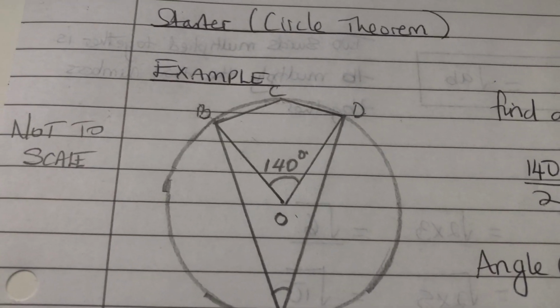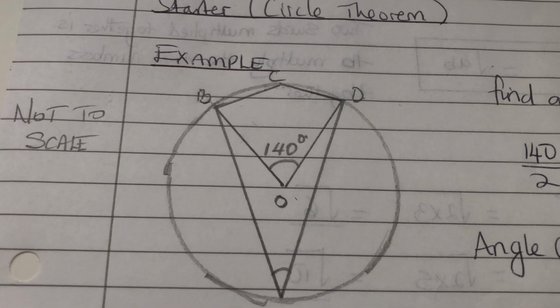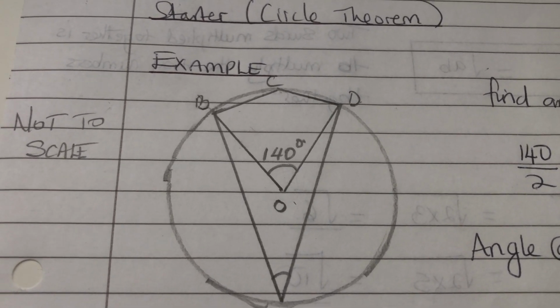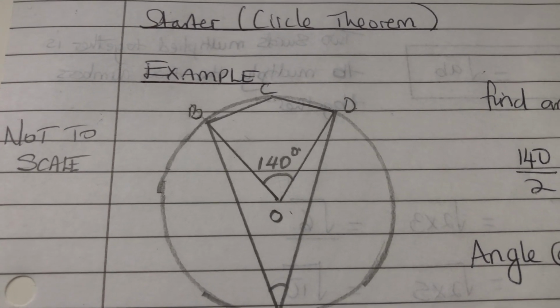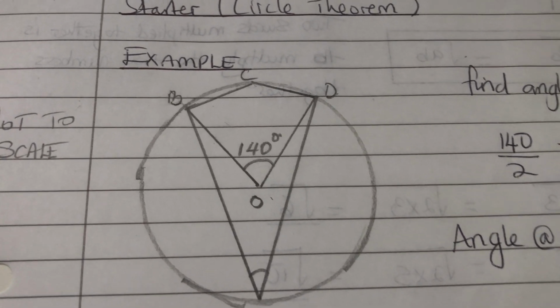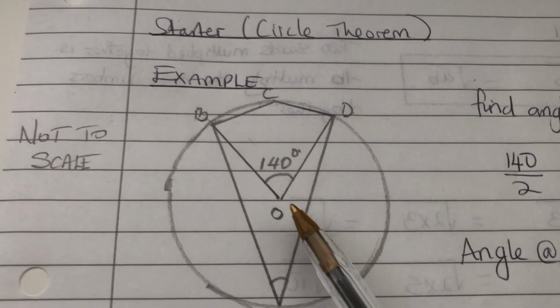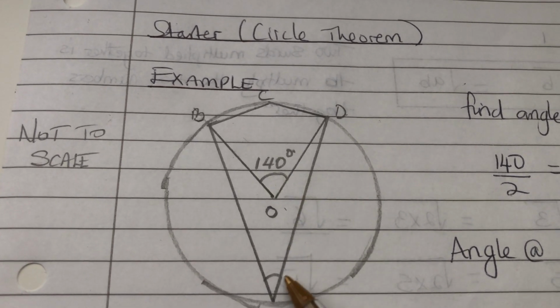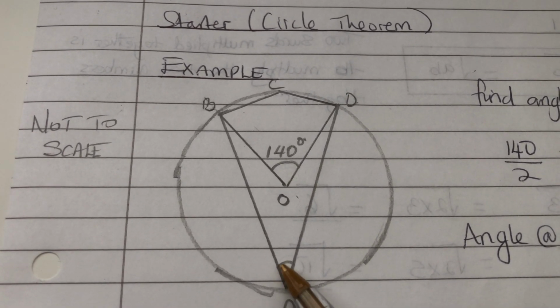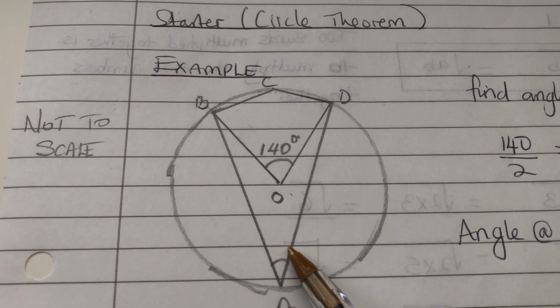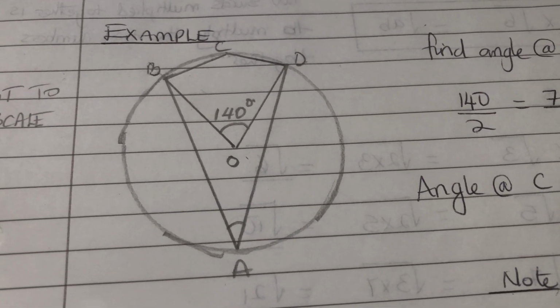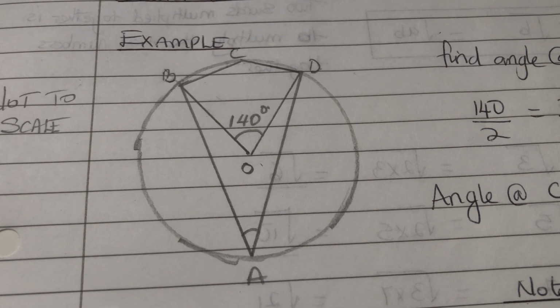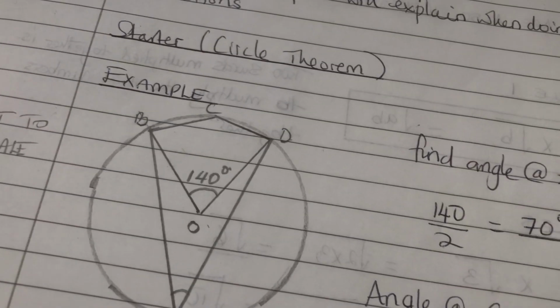Today our starter is circle theorem. It's not to scale. We've done videos on circle theorem. So the example, this is the diagram. That is 140. We don't know this angle and we are asked to find this angle. So now this is how the diagram is.